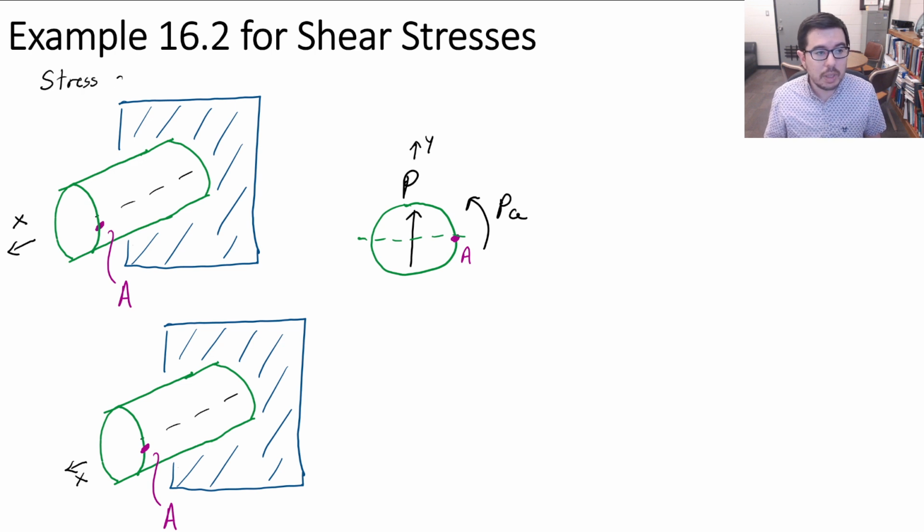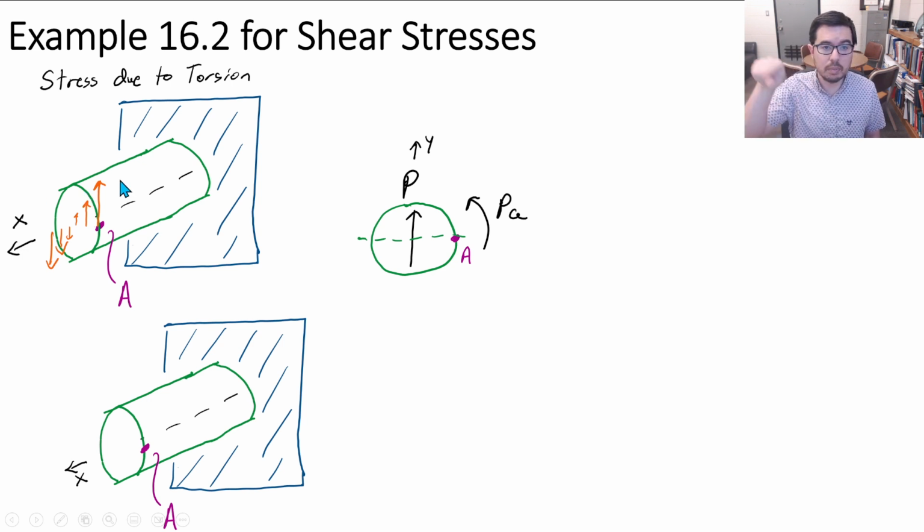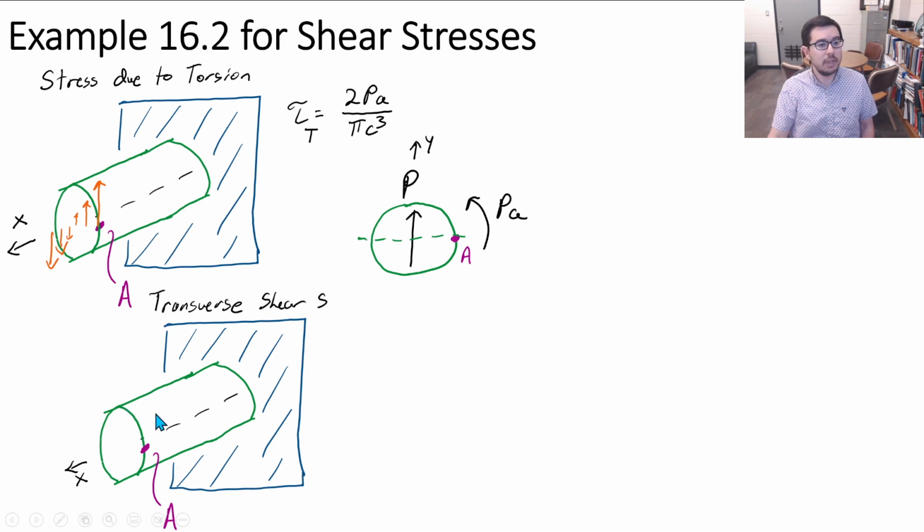Let's now begin to attempt to draw what the state of stress looks like. So this is stress due to torsion, okay? Like you see here, right? It maxes at an outer edge, and it's going circumferentially, right, around this face. And we also have a transverse shear stress, which is going to be acting upward, okay, and maximum at this neutral axis.